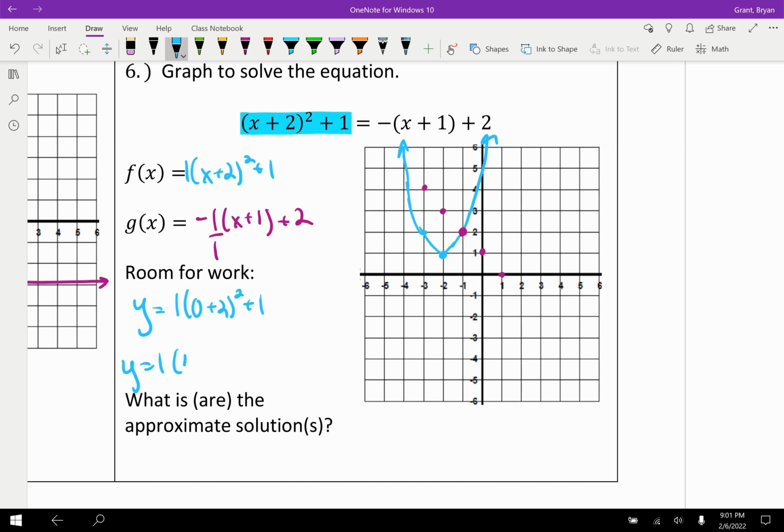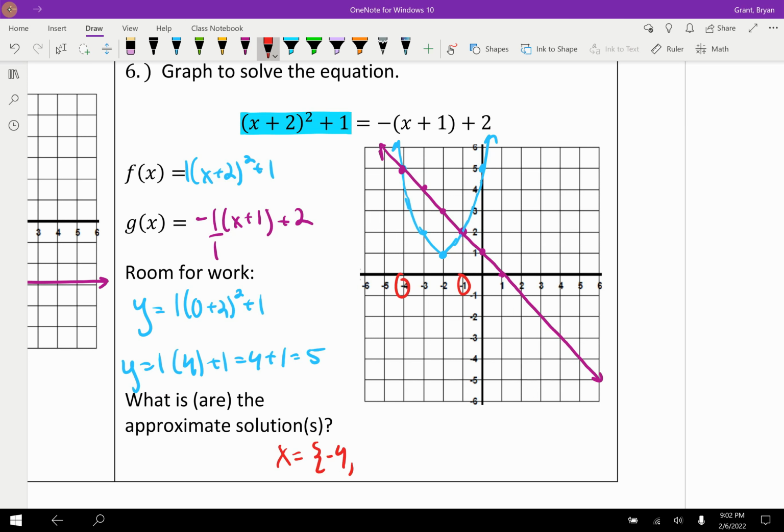So let's see what happens. 2 squared is 4. 4 plus 1 looks like this is going to be 5. So here's this guy up here. And then symmetry, 1, 2, 1, 2. It should go up like so. There we go. And actually by doing that, we can see that our line passes through this parabola in 2 places. There we go. And it looks like my solutions here are going to be -4 and -1.